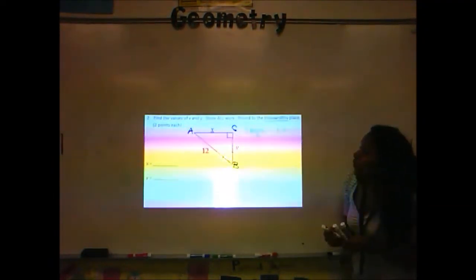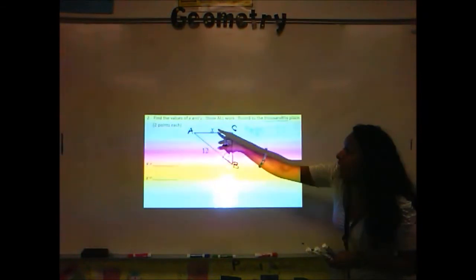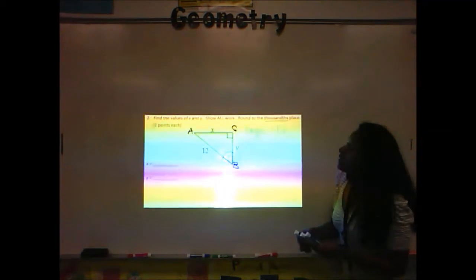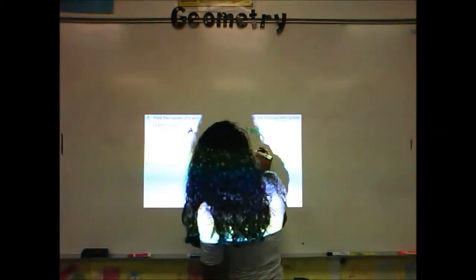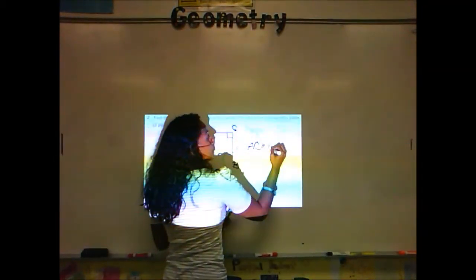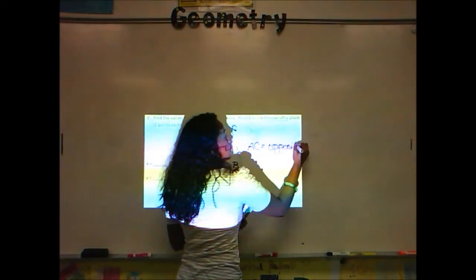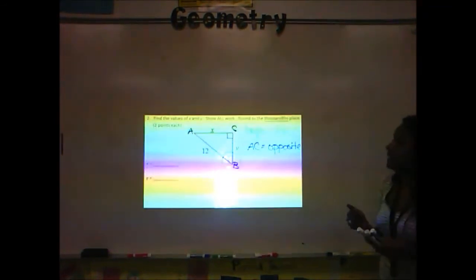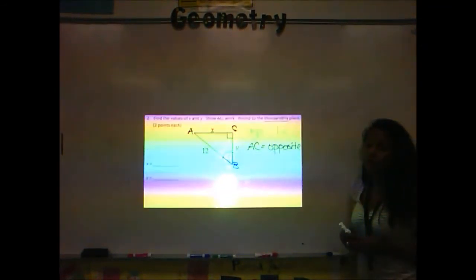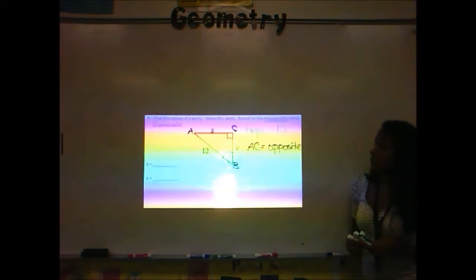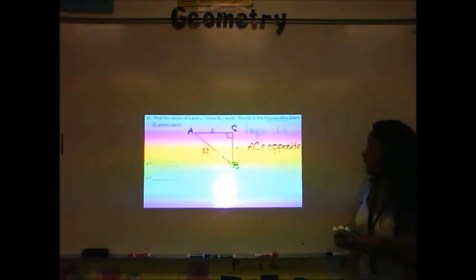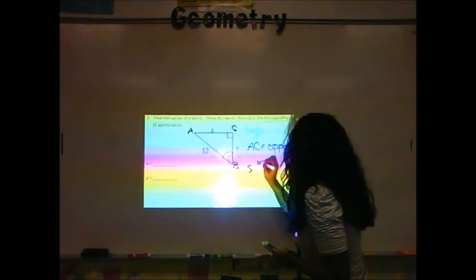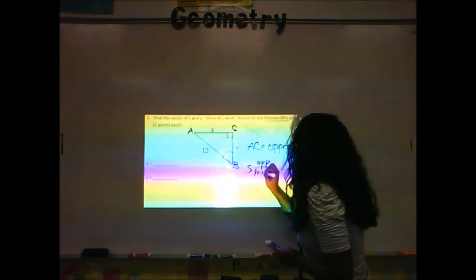Alright, so in order to find x, how are x and the 40-degree angle related? They're opposite of each other. So side AC is the opposite side. They gave us the hypotenuse. So out of sine, cosine, and tangent, which one do we want to use? Sine. Just in case you forgot, sine is opposite over hypotenuse.